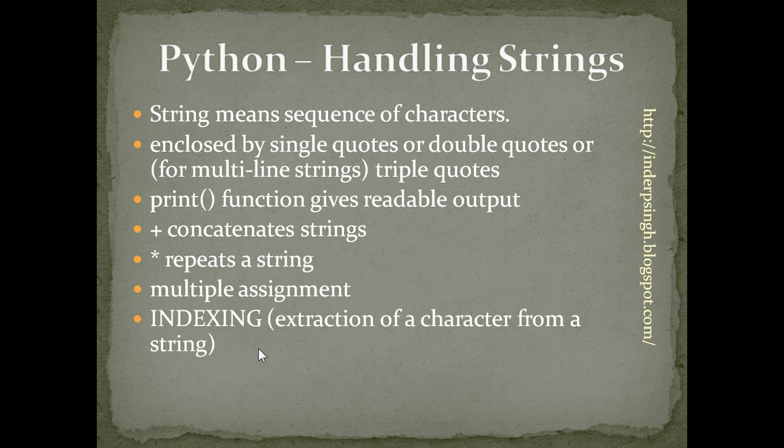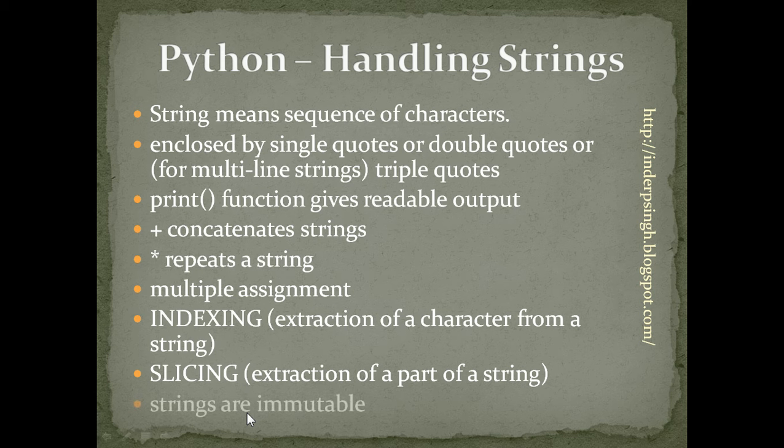We have something called indexing. We can extract a single character from a string. There is something called slicing in Python, which means we can cut any part of a string. Strings in Python are immutable. This means that we cannot change a string once it is defined. We have to create a new string if we want any changes to it. Now let us see these things in Python.